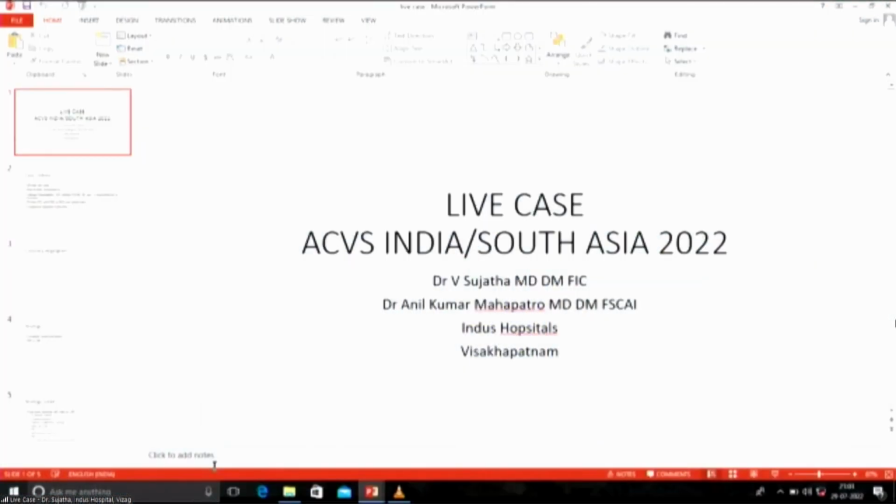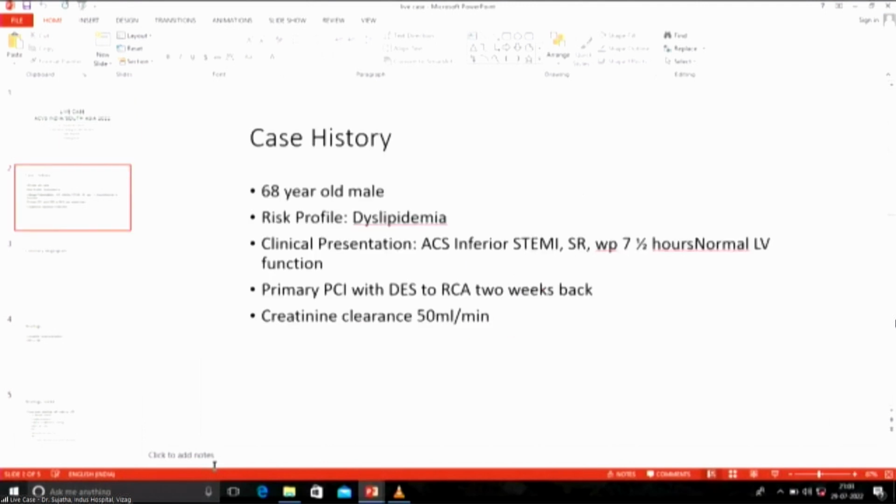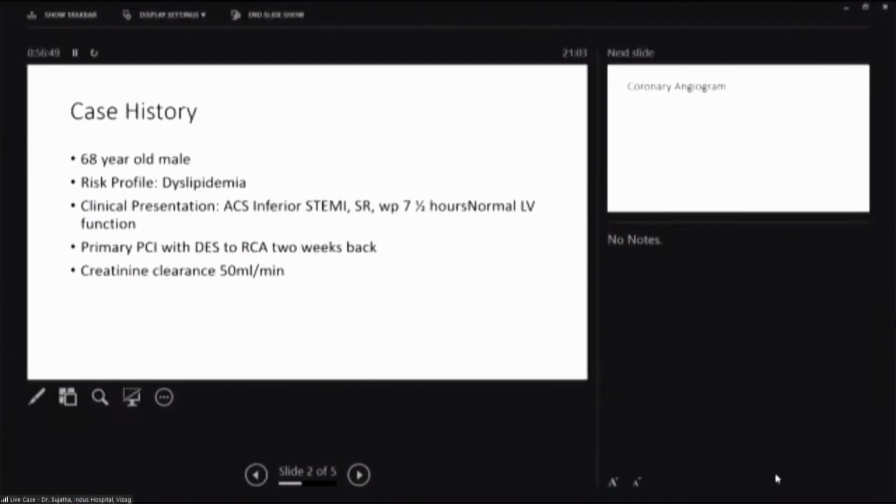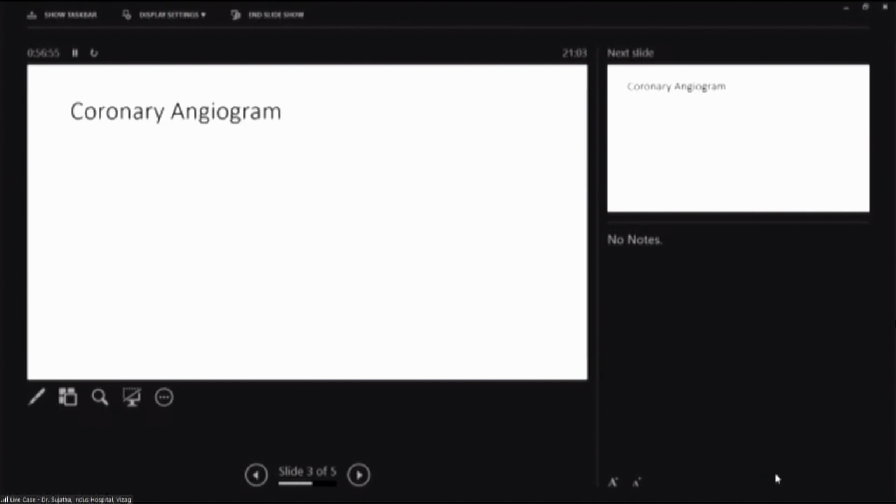Inferior STEMI, we did the primary PCI. Risk profile dyslipidemia, he presented with inferior STEMI. We did a primary PCI to the RCA. His creatinine clearance is 50 ml per minute. Can you show the angiogram?